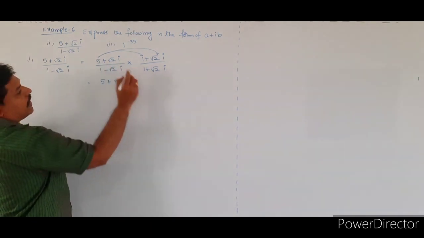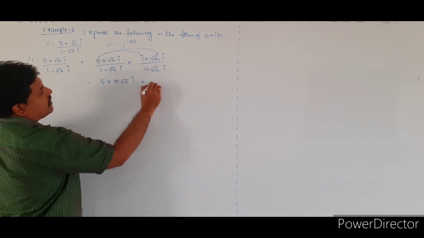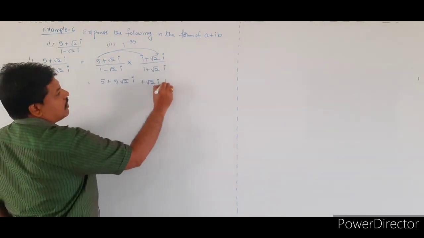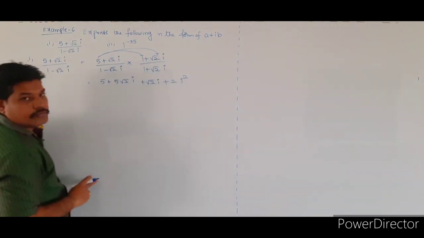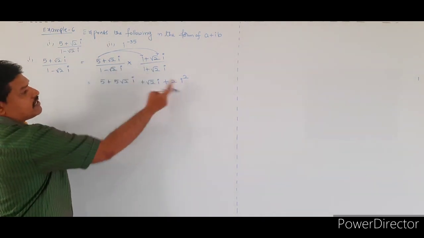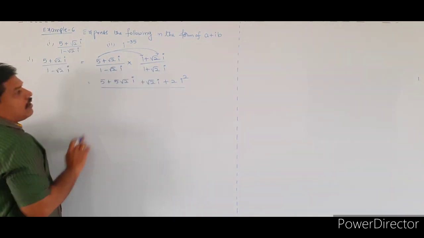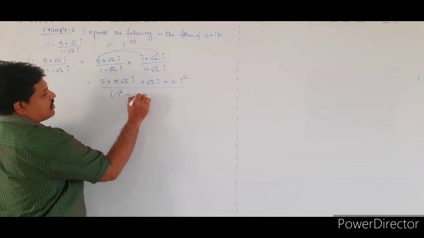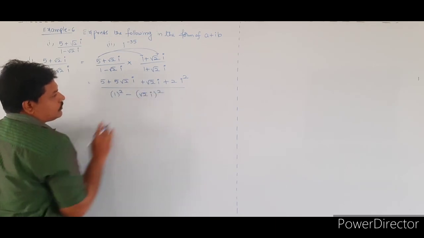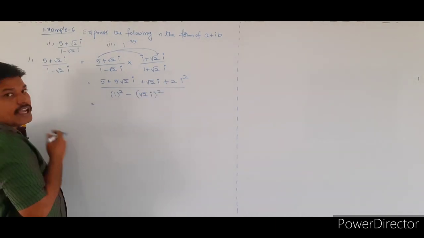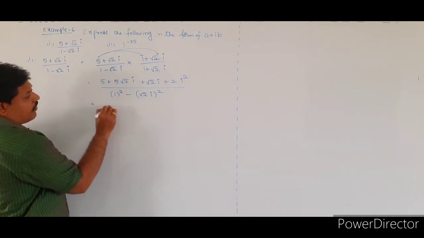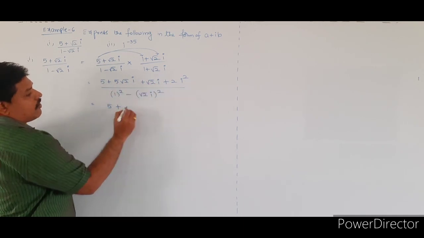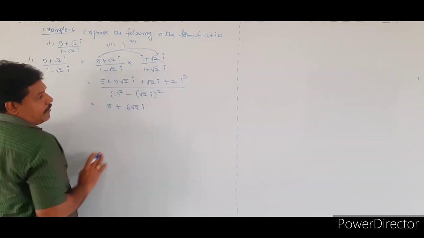Next multiply with root 2i. What happens? Plus root 2i into 1, that is root 2i. Root 2i into root 2i, that is nothing but 2i square. Root 2 into root 2 will become 2, i into i is the i square. In the denominator, 1 minus root 2i, meaning is nothing but a square minus b square. B square is nothing but root 2 into i whole square. So in the numerator, we can take 5 plus 5 root 2i plus root 2i, it will become 6 root 2i.